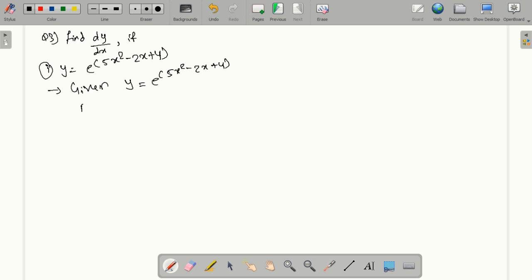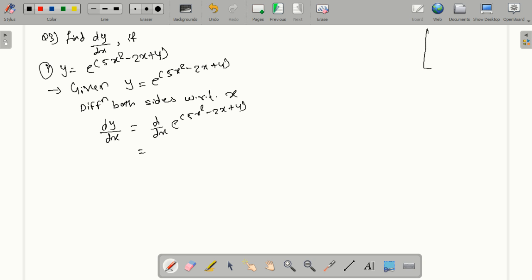So what we are going to do, we are going to write differentiating both sides with respect to x, right? So once you do that, what you will get, dy by dx is equals to d by dx of e raised to 5x squared minus 2x plus 4. And we know that derivative of e raised to x is e raised to x itself. So the answer would be e raised to 5x squared minus 2x plus 4, as this x part is a composite function of x. So we need to again find d by dx of 5x squared minus 2x plus 4. This is by chain rule, right?